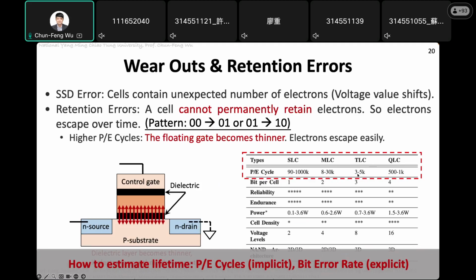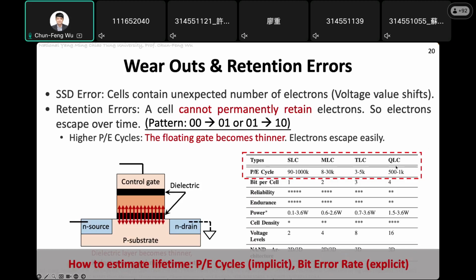And TLC, one cell, 3 bits. QLC, one cell, 4 bits. So you can see actually here the PE cycle has a super wide range of difference. For SLC, actually, an SLC SSD can endure up to 90K to 1000K of the PE cycle. That would be a lot.